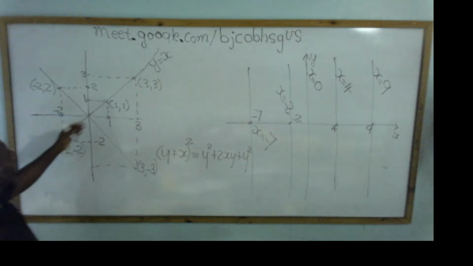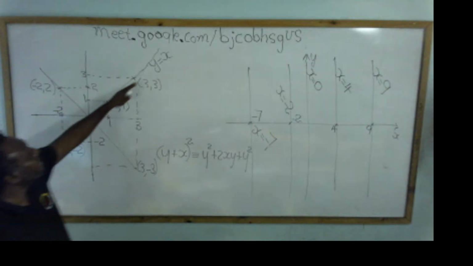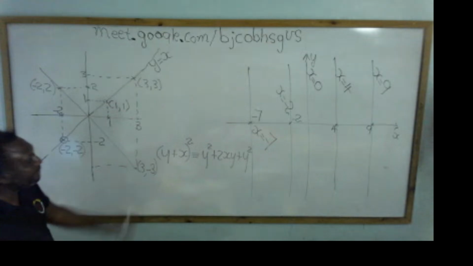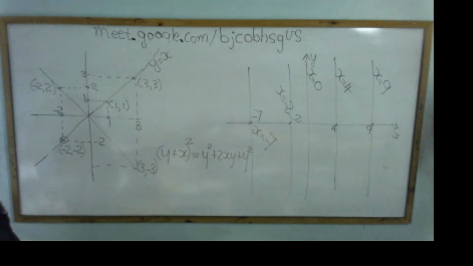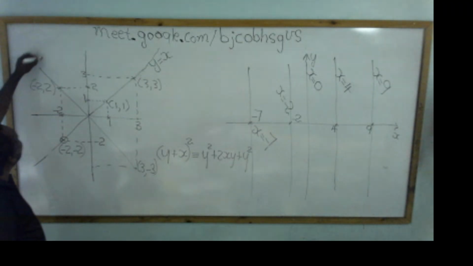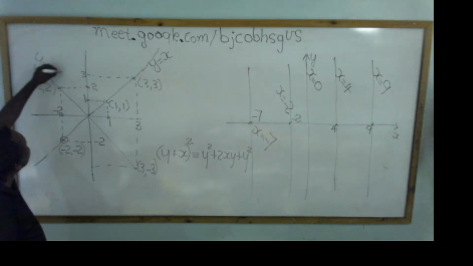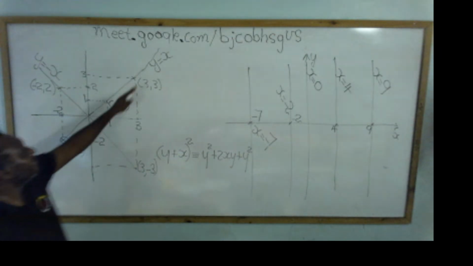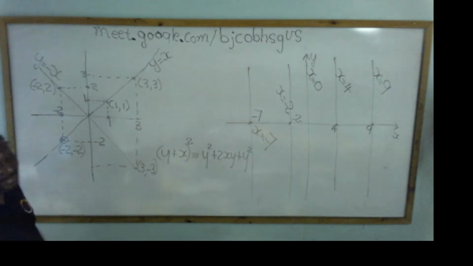So you can see that while these values are exactly the same, these are additive inverses of each other. So we say for that, y is equal to negative x. So this equation is y is equal to negative x. This diagonal line like that, y is equal to negative x. This one, y is equal to x.